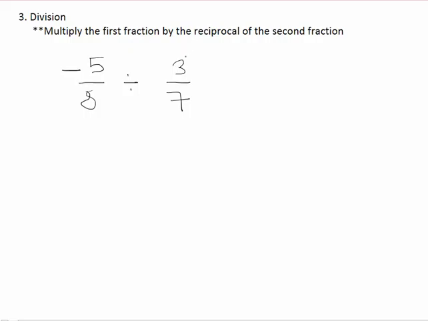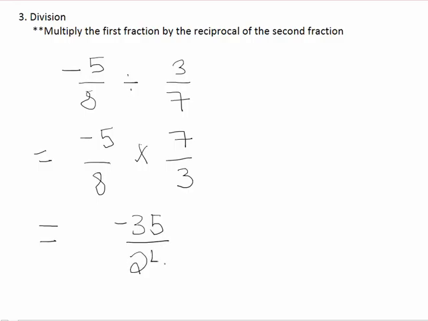So the first thing you want to do is take the reciprocal of the second fraction. So the reciprocal, we know, is just the fraction flipped. And the next thing says to now multiply them. So we change this division into a multiplication sign, and then simply multiply the first fraction by the second fraction. Now it's as easy as following our multiplication rules, which we learned earlier, multiplying the numerators straight across and the denominators straight across. So we end up with negative 35, which is negative 5 times 7, over 24, which is our 8 times 3.